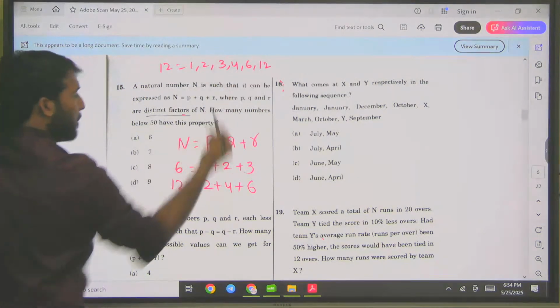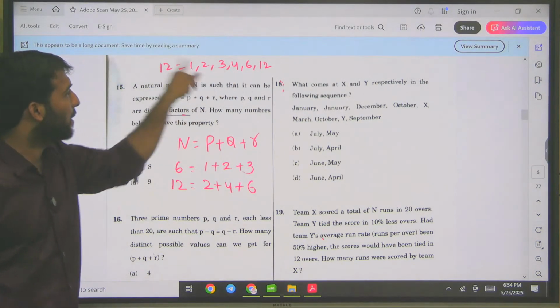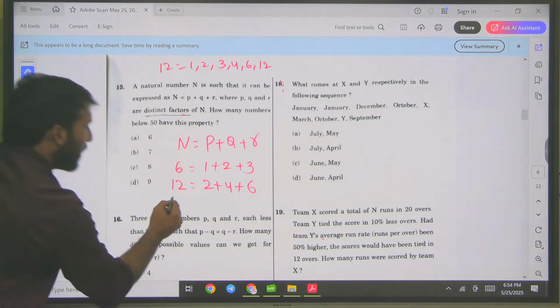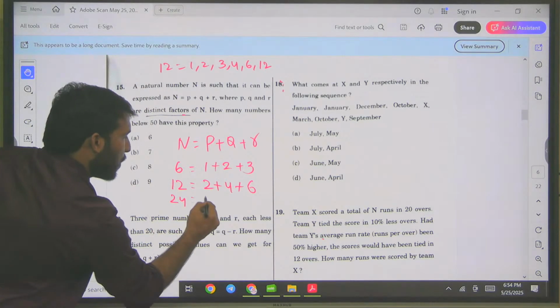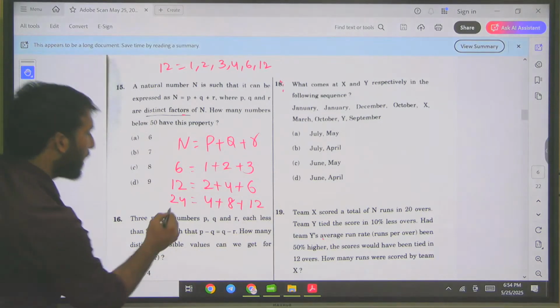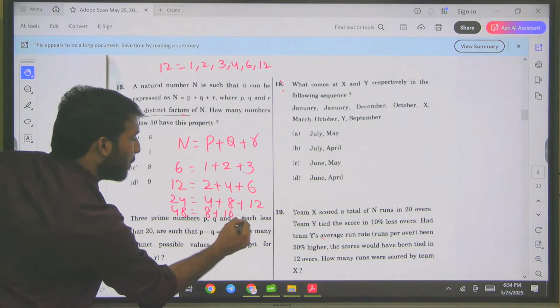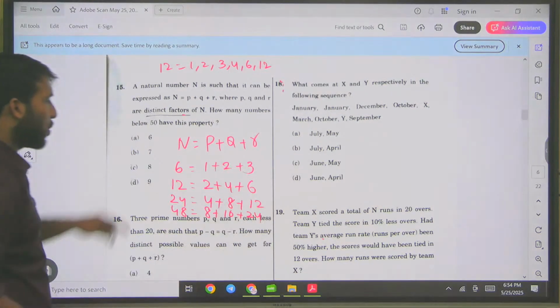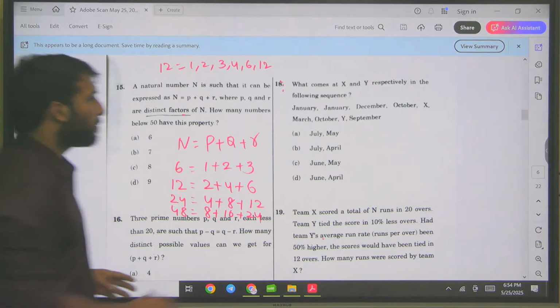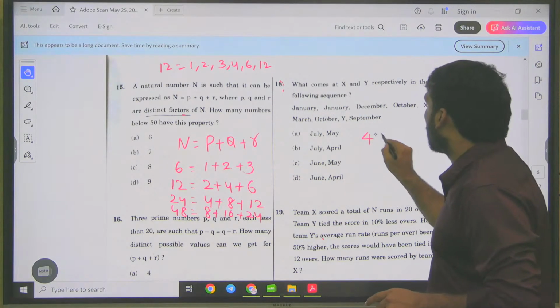I can take any numbers, but the sum should be equal to 12. I am considering 2 plus 4 plus 6, total 12. Next, 24: 4 plus 8 plus 12. Next, 48: 8 plus 16 plus 24. Totally how many have I got till now? 4.